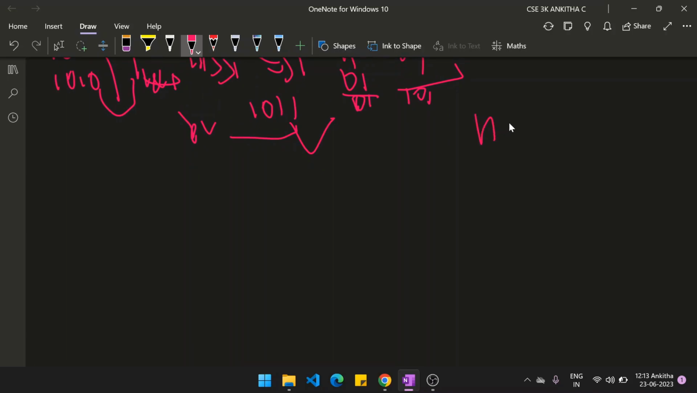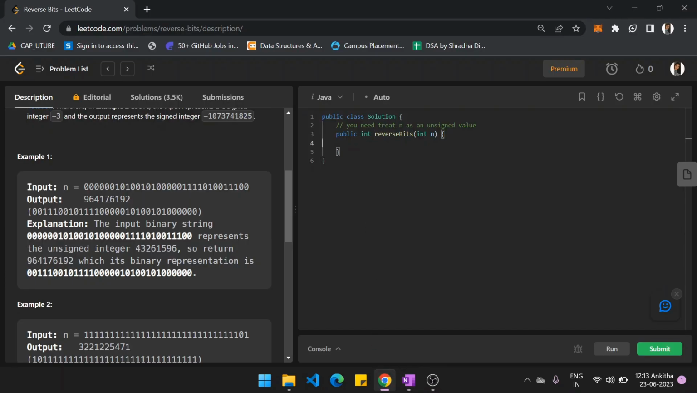Again, you do n equal to right shift by 1. So 1 right shift by 1 will be 0 here. So you stop over here. So that is how we solve the problem.